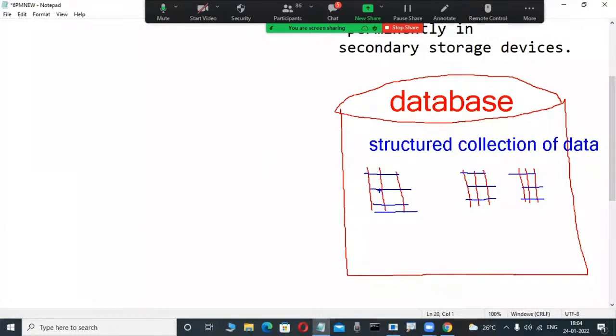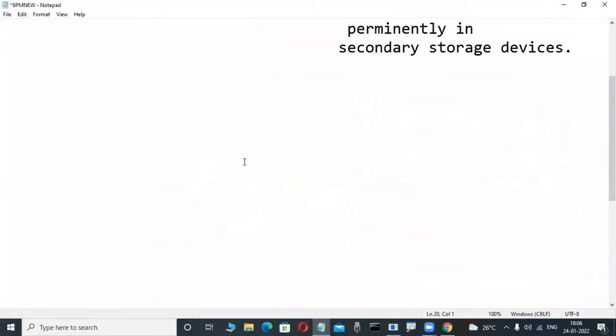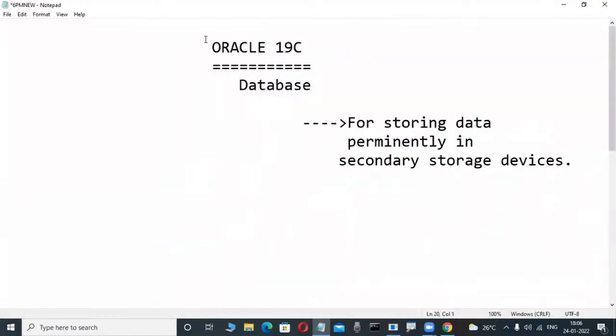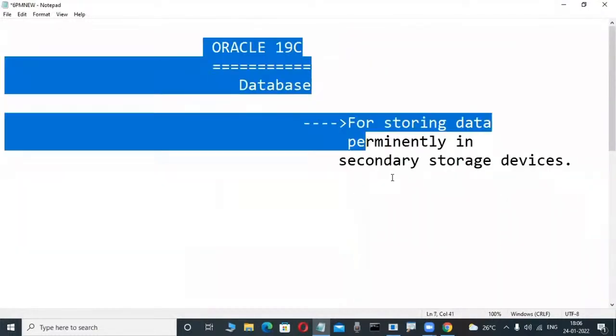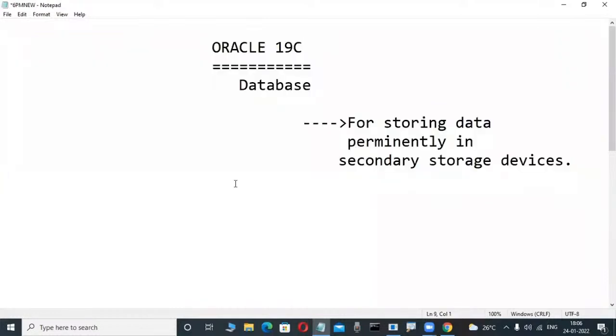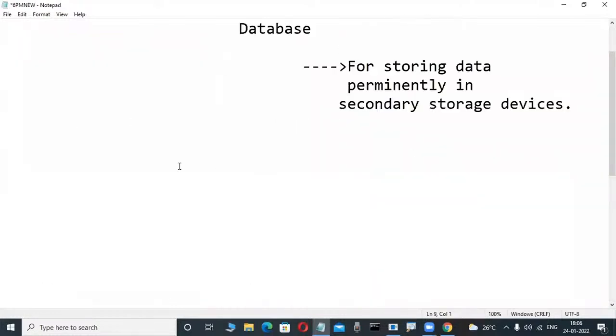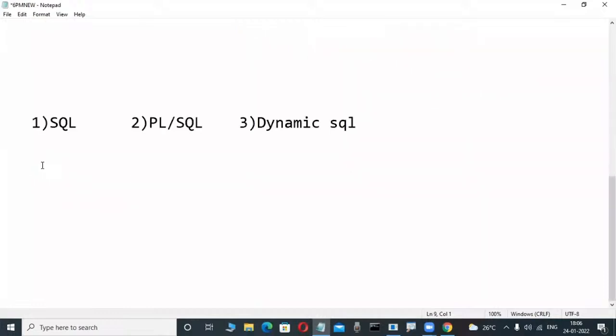Once a structured collection of data is there, for handling and operating this data, which language do we use? Very good. SQL, structured query language. That's why these types of databases are implemented based on relational data model. What is that today? I will tell you. Oracle, SQL Server, DB2, Sybase, MySQL, all these databases are implemented based on the relational data model concept. Today I will tell you.